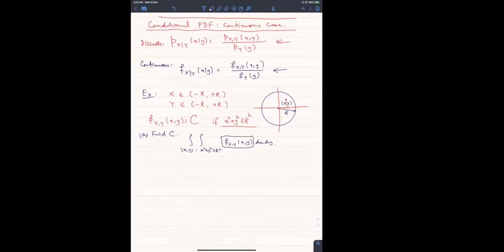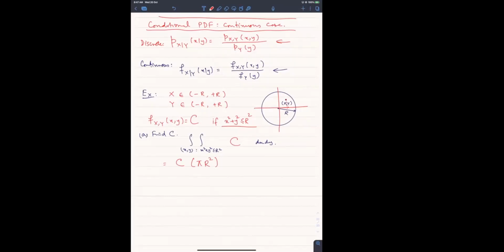ये fxy जो है ये तो वैसे ही कांस्टेंट है, तो मैं इसको चेंज करके कांस्टेंट ही कर देता हूँ c. ठीक है? And this would be c and the area of the circular region, which is pi r square. ये सबको पता है. इसको इंटीग्रेट कर भी सकते हैं if you want.